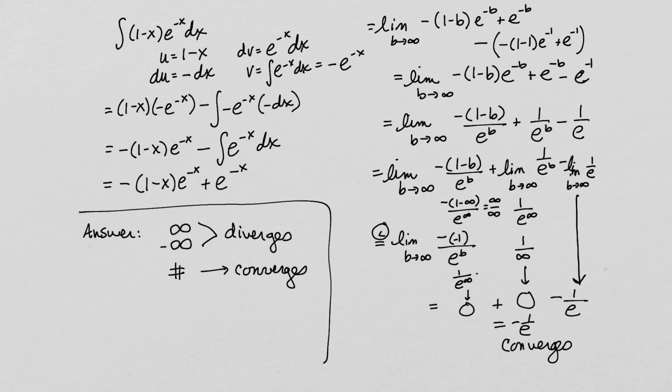No? Okay, so let's try another one. The integral from minus infinity to infinity of e to the minus x dx. So this one has both a positive infinity and a minus infinity, right? So both of those cause issues.